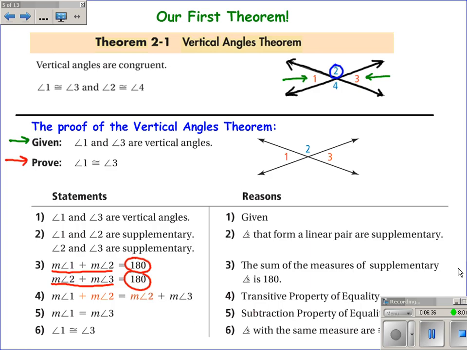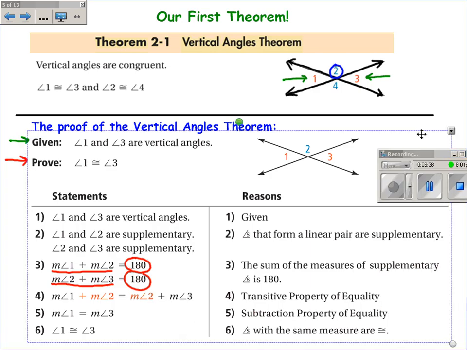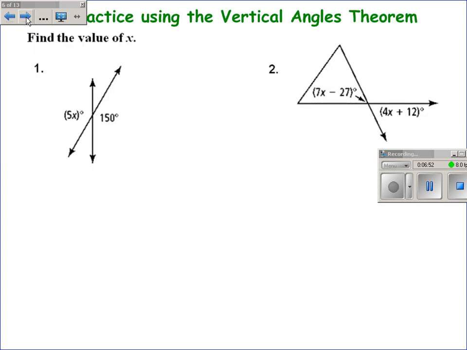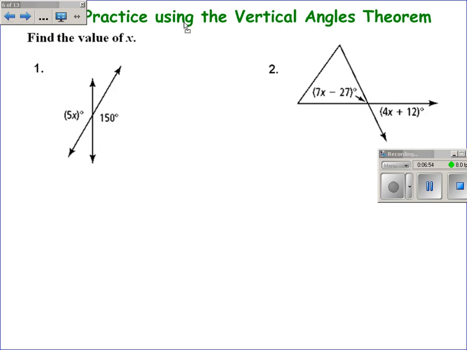Okay, so here's our proof of the vertical angles theorem. We start with a given, we work down to a proof statement, we make some logical steps and justify each statement. Okay, I hope that makes sense. All right, so let's practice using the vertical angles theorem.